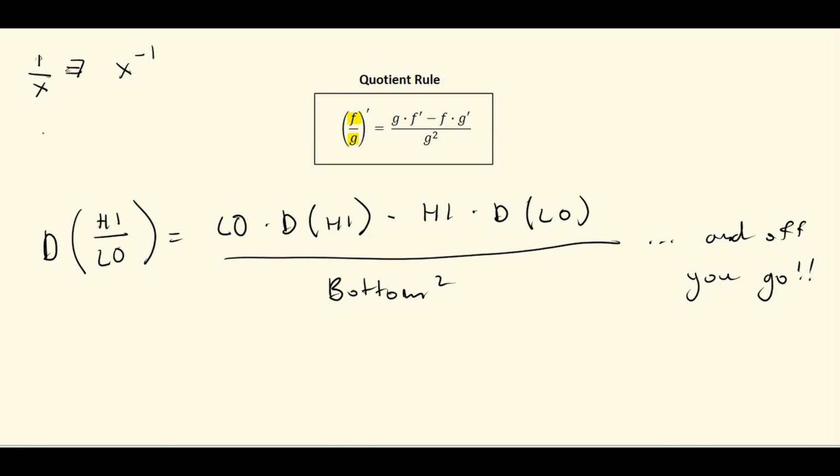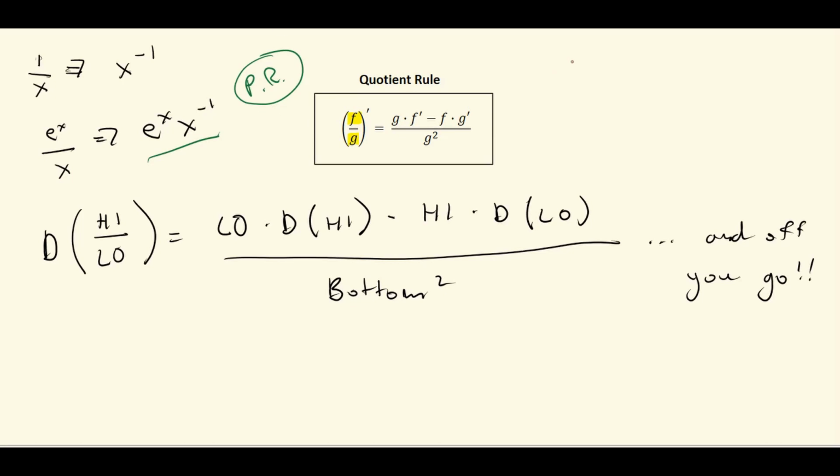Other times we can have e to the x divided by x, and then similarly we can rewrite this as e to the x times x to the negative first, and then we'll have to use the product rule instead of the quotient rule to differentiate this, which should be a little bit easier.